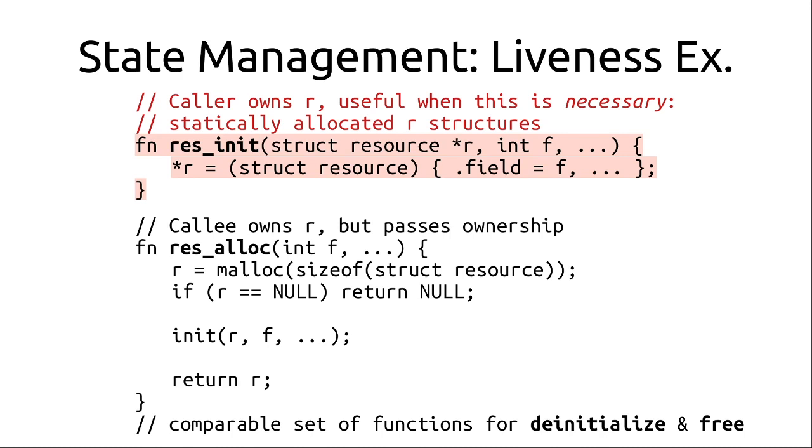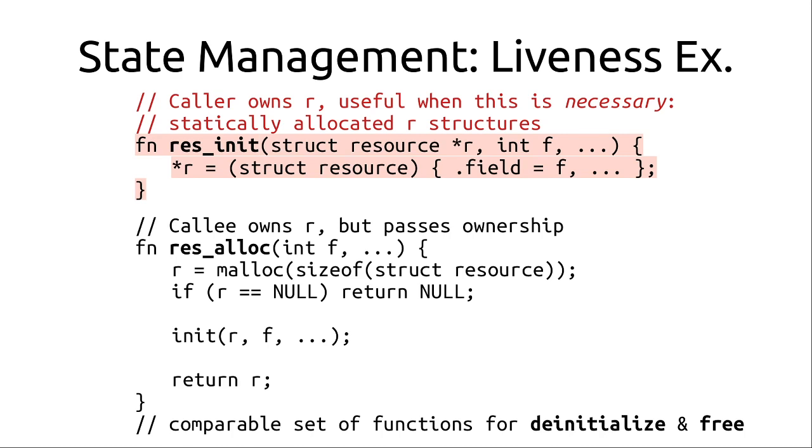So let's imagine we have a few different functions, res init. So we have some sort of resource. It could be file init, it could be data structure init, whatever. But we have some sort of resource, and we have an init function on it, we have an alloc function on it, and we might have comparable deinitialize and free functions, right? Res deinitialize, res free. And you might ask, like, res init, res alloc, these feel pretty redundant, right? Both of them, you're kind of initializing some sort of data structure. So what's the difference?